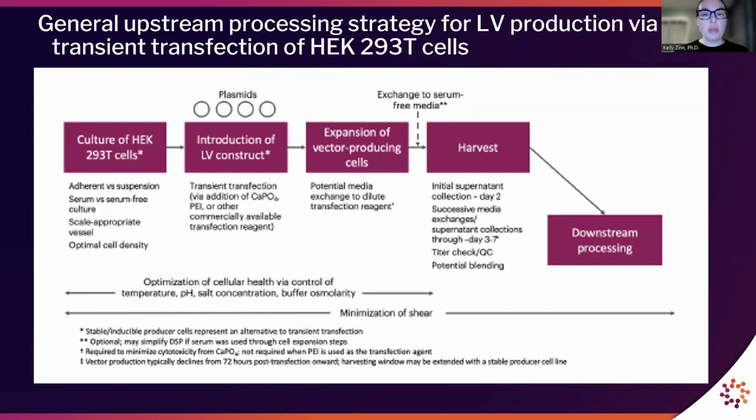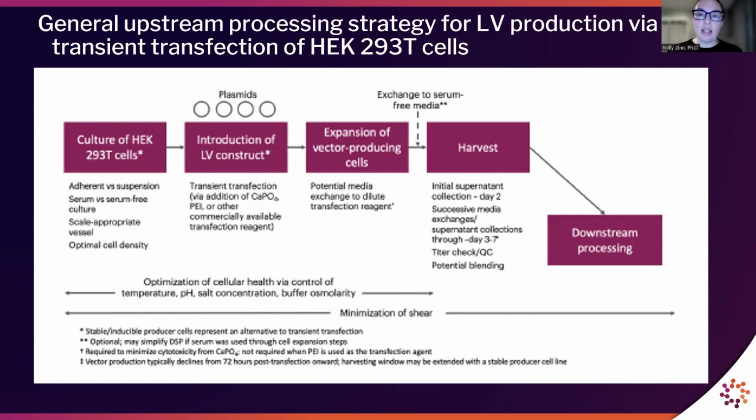The upstream manufacturing steps for lentiviral vector include culture of HEK293 cells, plasmid transfection, expansion of vector-producing cells, media exchange, and harvest. And of course, optimizations can be made at each step to customize production and improve yield and improve quality of a product-specific vector. Different subtypes of HEK293 cells can be used.